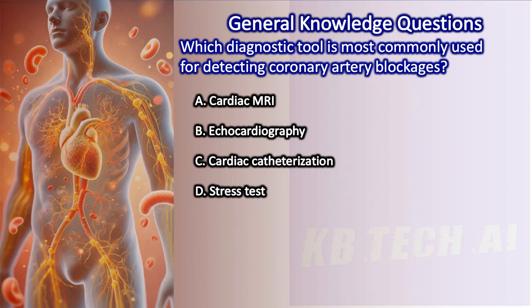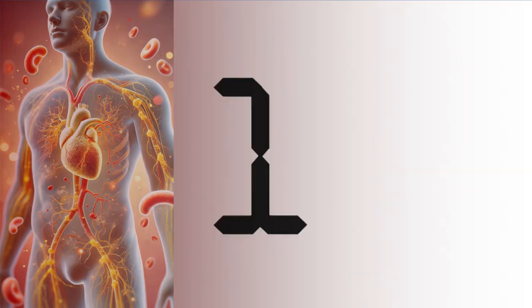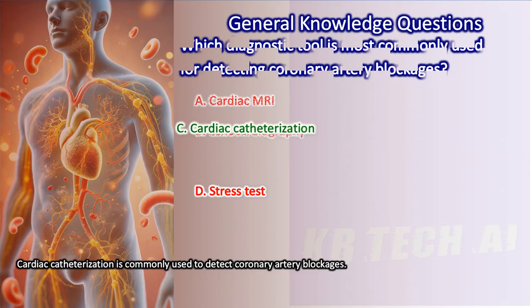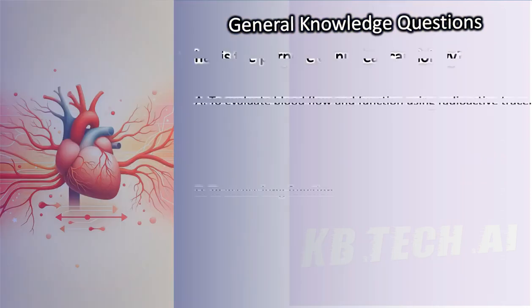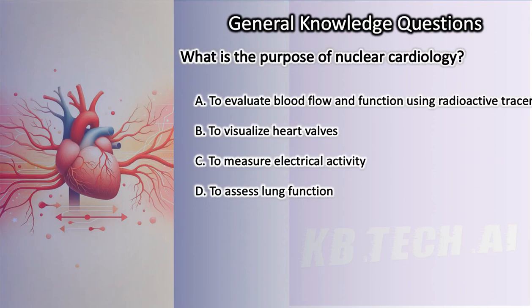Which diagnostic tool is most commonly used for detecting coronary artery blockages? Option 1. Cardiac MRI. Option 2. Echocardiography. Option 3. Cardiac catheterization. Option 4. Stress test. The answer is Option 3. Cardiac catheterization.